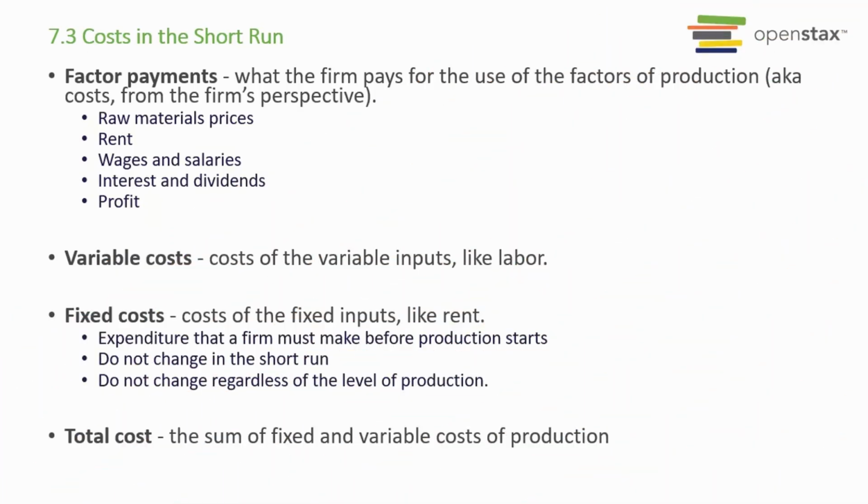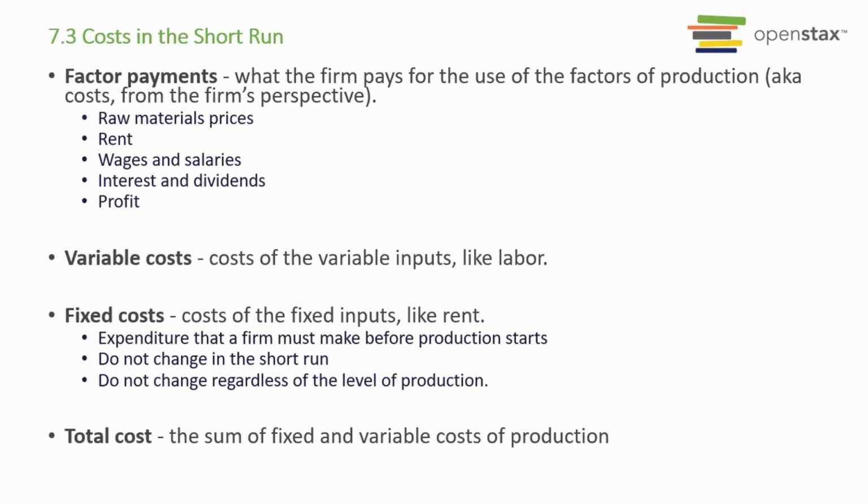Right. So now we're looking at 7.3, which is dealing with the costs in the short run. So we looked at production in the short run. Now we're looking at costs in the short run. And so before, we looked at how the firm's total costs depend upon the quantities of inputs that the firm uses to produce its output and the cost of those inputs to the firm.